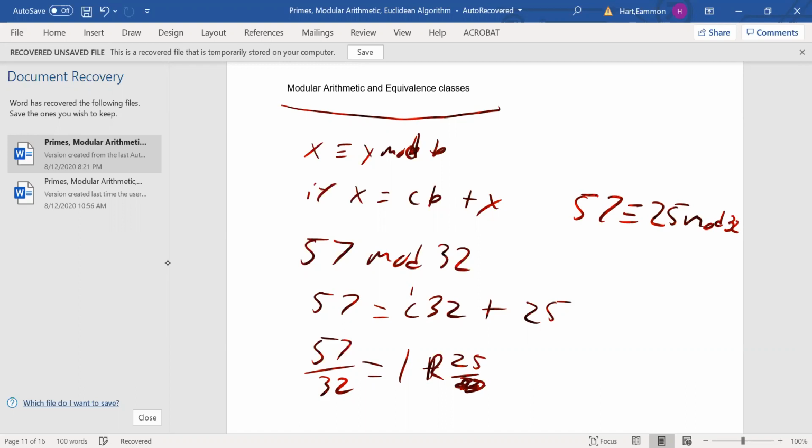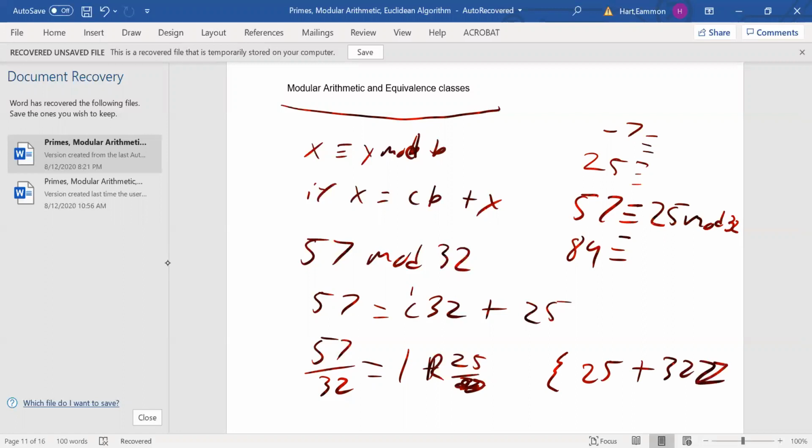And it's also equal to 89, adding another 32, and it's also equal to 25. And we can do this for negative numbers, so it would also be -7. So you can keep going in either direction. So it forms an equivalence class. Any of these guys going off to infinity, so that's 25 plus 32z, forms an equivalence class under this.